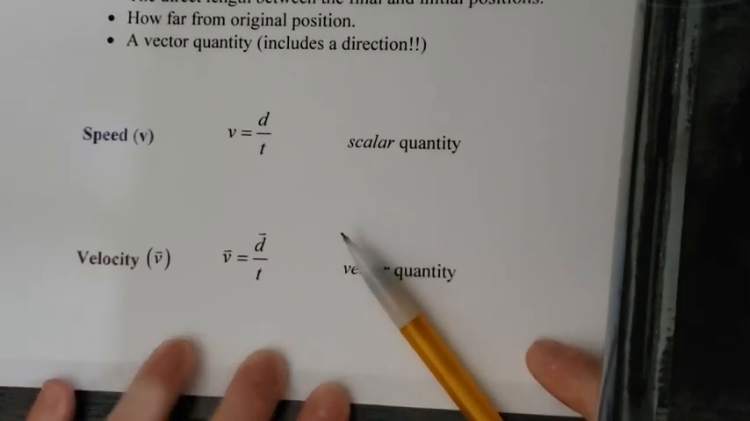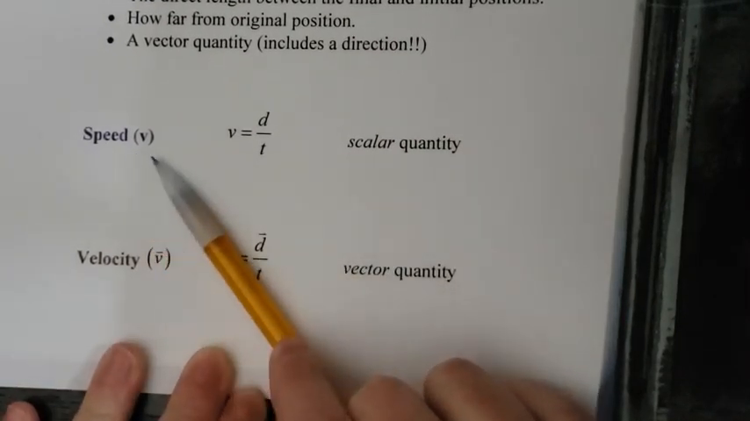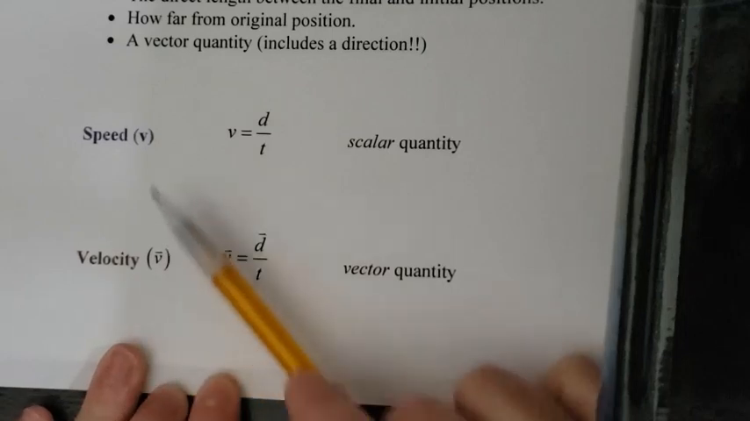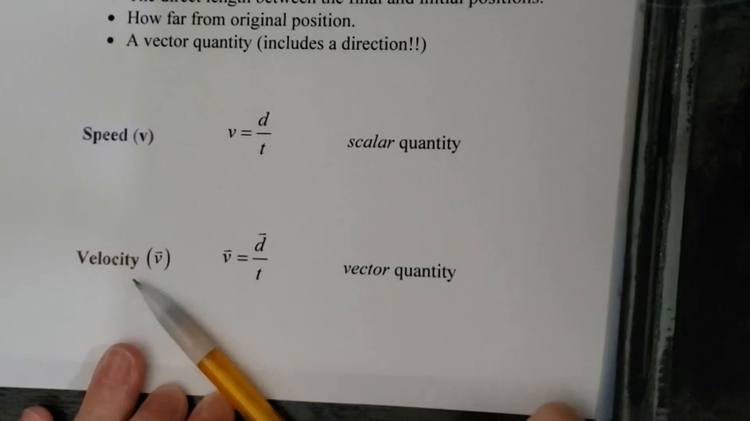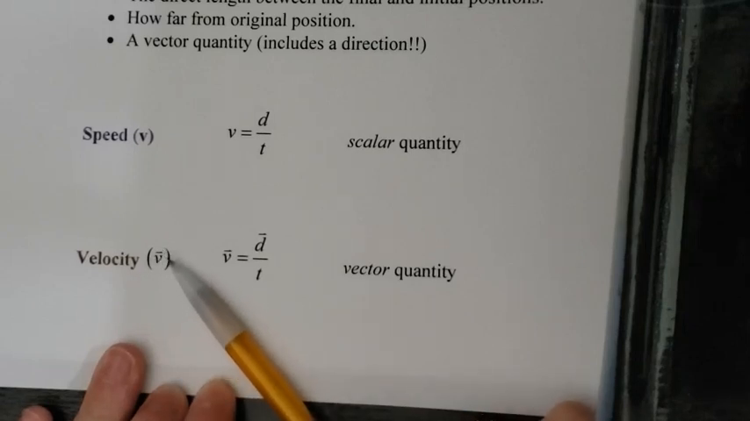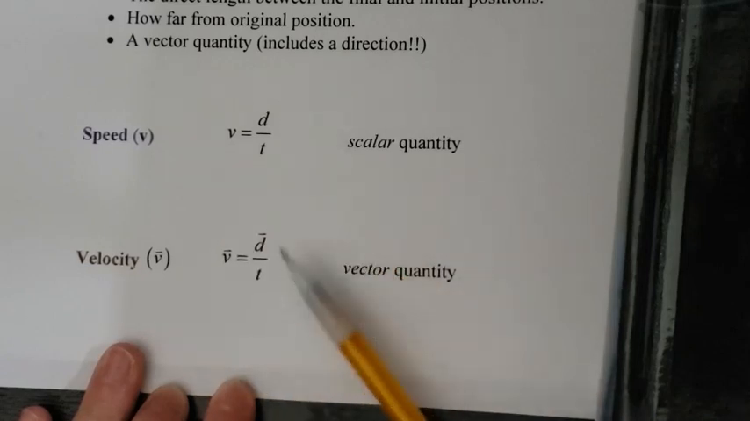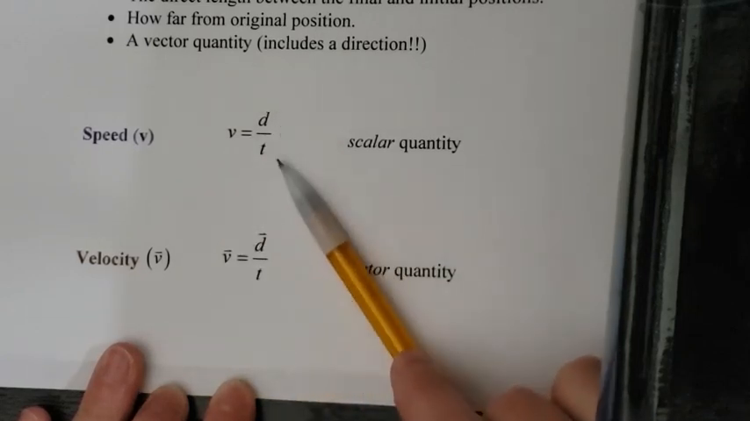Finally, we have these two other formulas. One is speed and the other one's velocity. They both use the symbol v, except for velocity, direction is important to us. It's a vector quantity, and we have this little half arrow above it. The formula is the same for both of them. It's always v is equal to d over t.